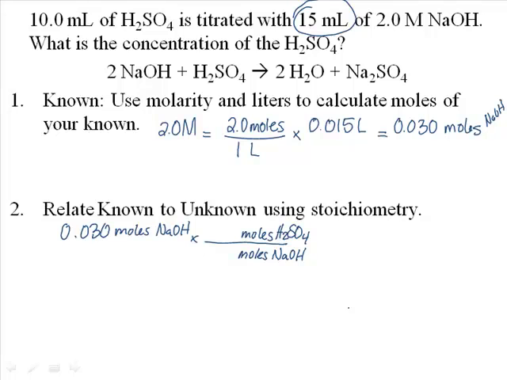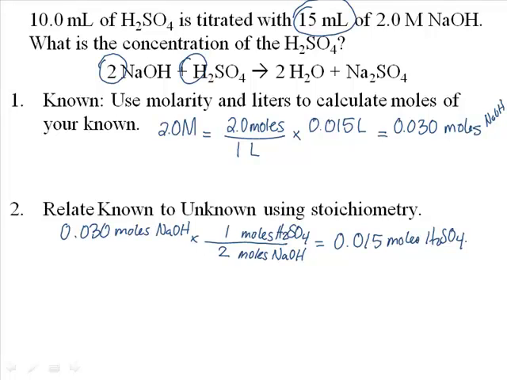Then I read this information from the balanced equation. I go to my balanced equation. There's a 2 in front of the NaOH, and there's an implied 1 in front of the H2SO4. So I essentially am taking 0.030 and dividing it by 2. And my answer is 0.015 moles of H2SO4. In other words, in this titration, I know that there were 0.015 moles of sulfuric acid that were present.